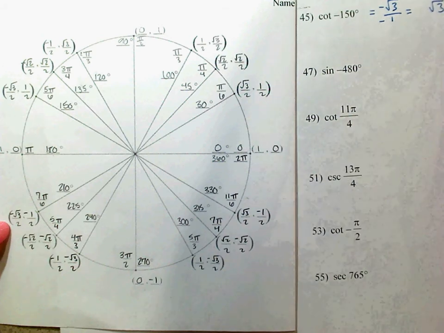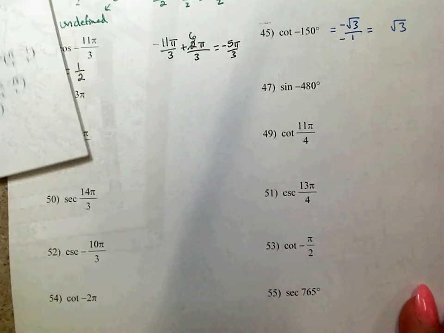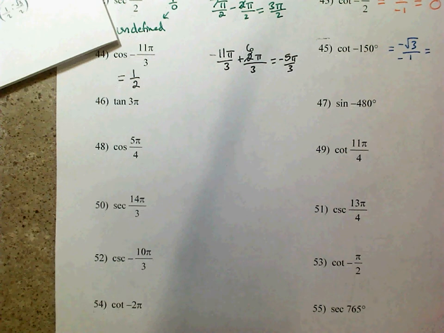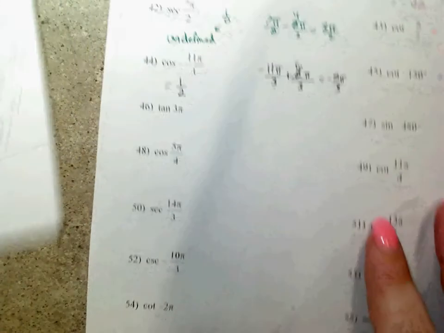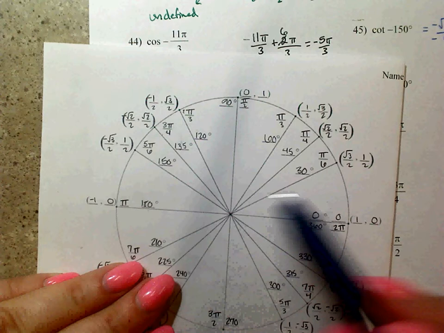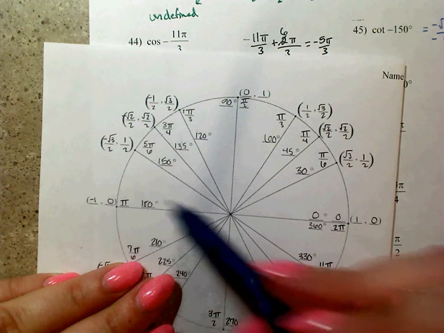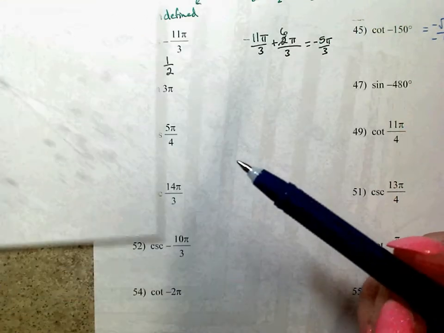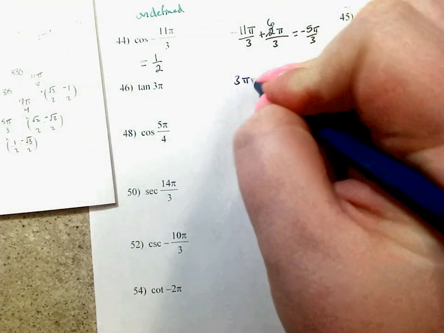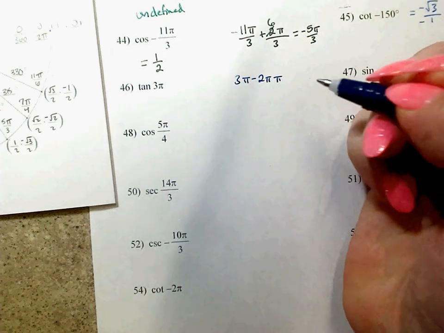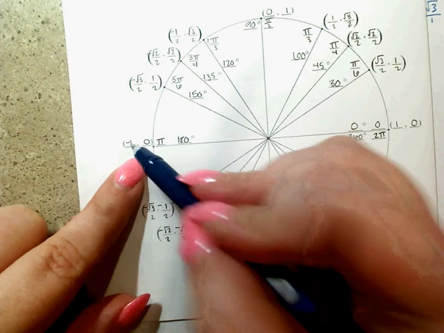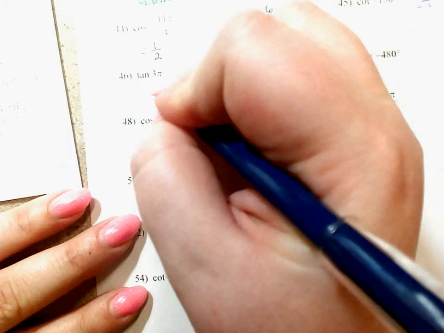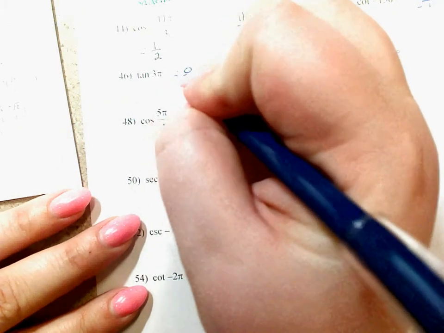Tangent of 3 pi. So 3 pi, well here's 0, pi, 2 pi, 3 pi. So 3 pi is right here, or you can subtract a rotation. I'm looking for tangent. Tangent is sine over cosine. Tangent is y over x, so that's 0 over negative 1. So the answer is 0.